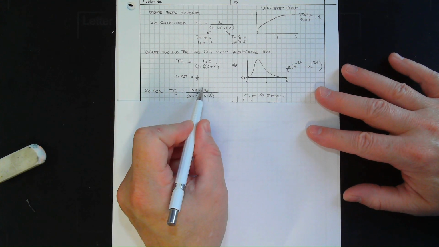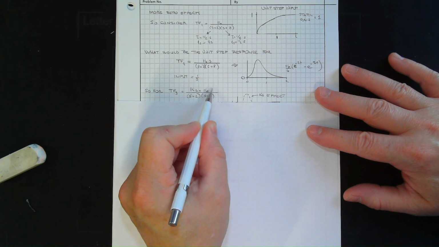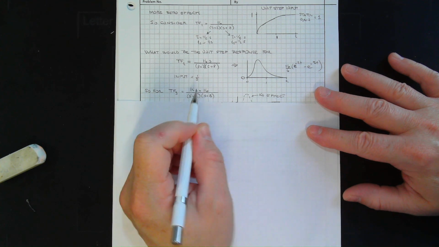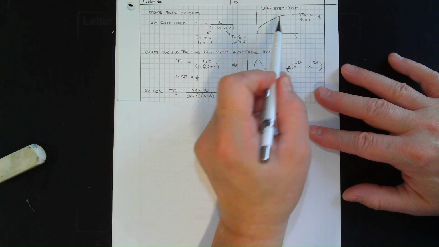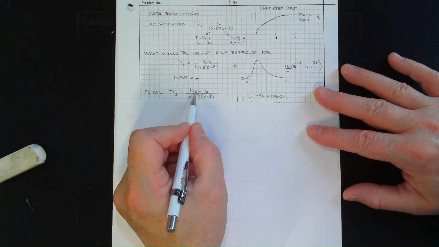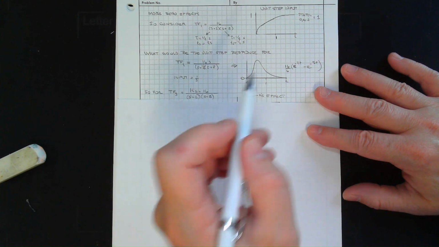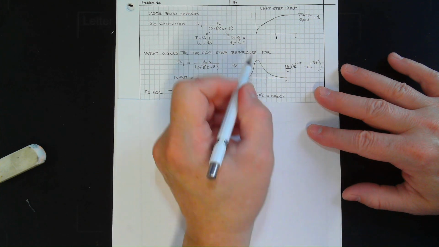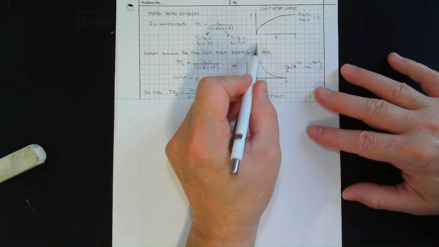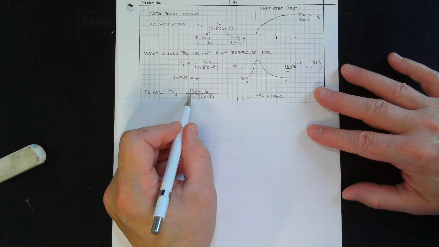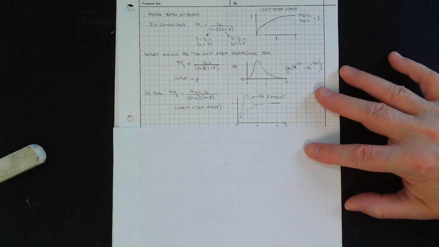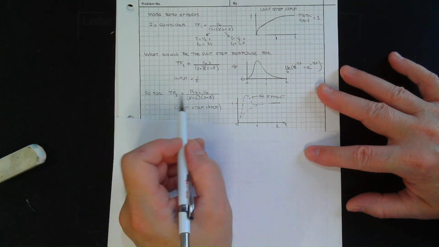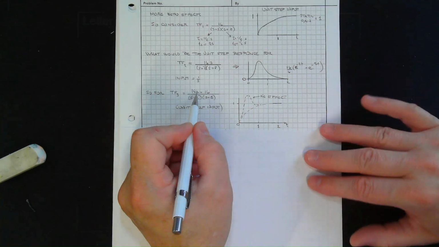I can break this up into this response right here, the 16 over the poles, which is going to produce this. And ks over these poles is going to produce a multiple of that. As I adjust k, this peak is going to get smaller or bigger. So here we see the effect of adding in a zero.